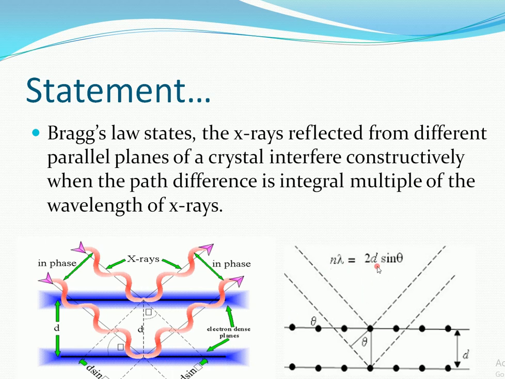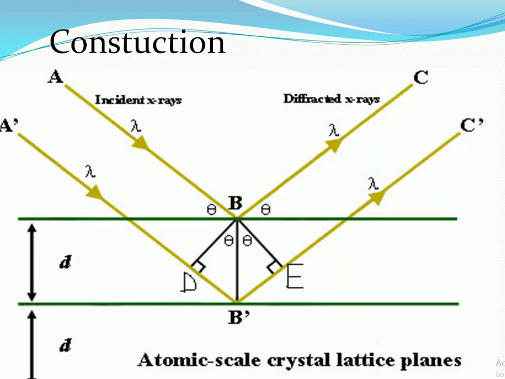And Bragg derived a simple mathematical relationship which is 2d sin theta equals n lambda. And this equation is known as Bragg's equation or Bragg's law. Let us see the construction.